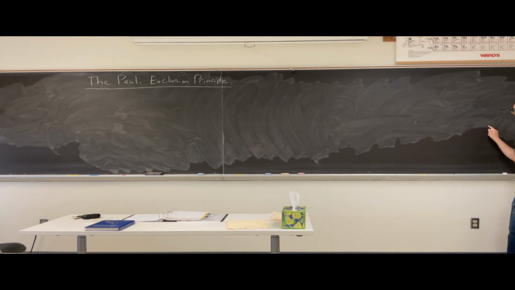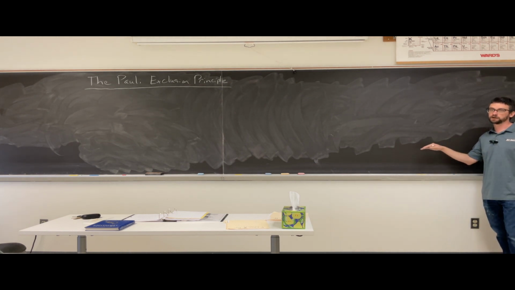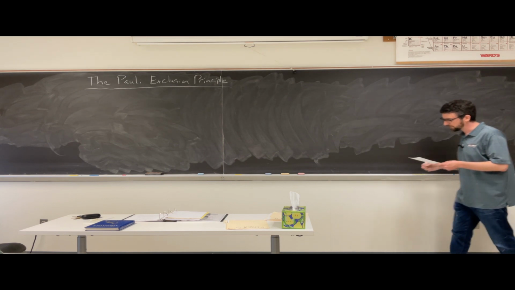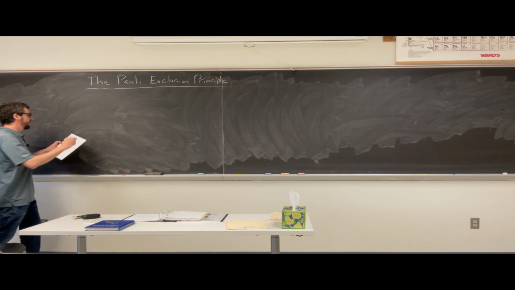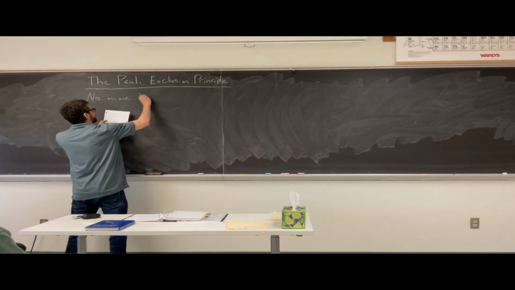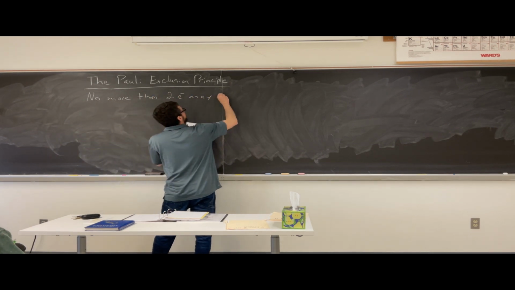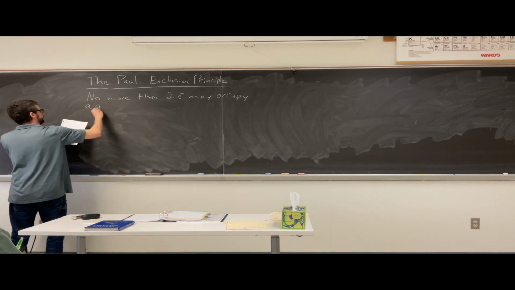You can go a little more generically and talk about quantum numbers. Electrons cannot have the same set of quantum numbers. If they do, you're going to violate antisymmetry. So one that you guys have probably used a lot is: no more than 2 electrons may occupy a given orbital.